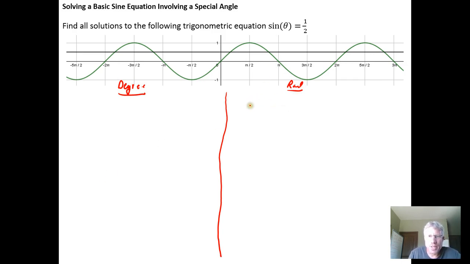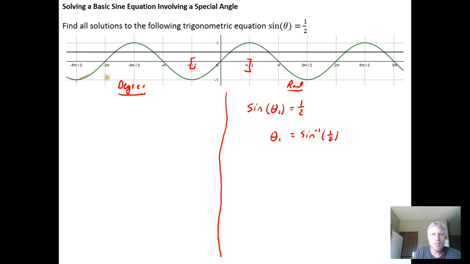So I'd start off and say, hey, I know that there's going to be a principal solution. I'm going to go hunting for theta 1, the principal solution. And if I'm in radian world, I'm going to start off by taking the sine inverse of both sides. And I'm going to get theta 1 equals the sine inverse of 1/2. And the sine inverse of 1/2, because this is the principal solution, the solution the calculator would give you, it would have to be an angle between negative pi over 2 and pi over 2.